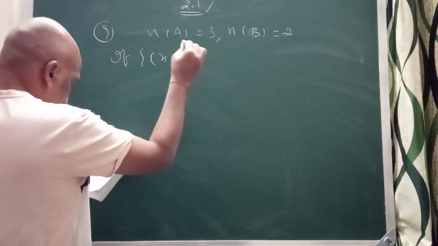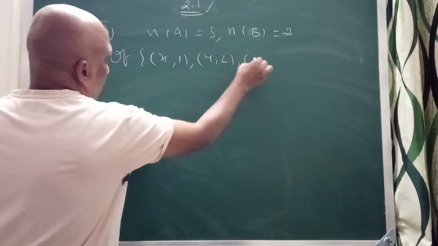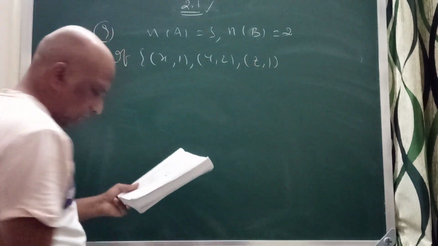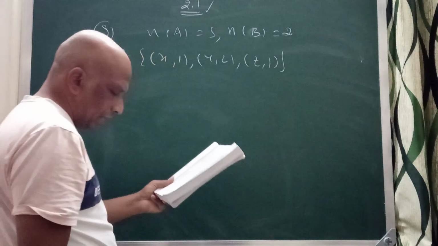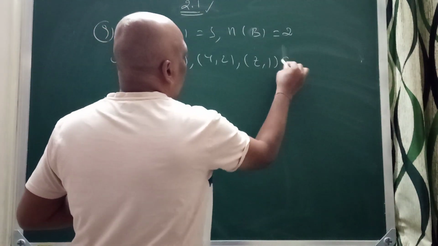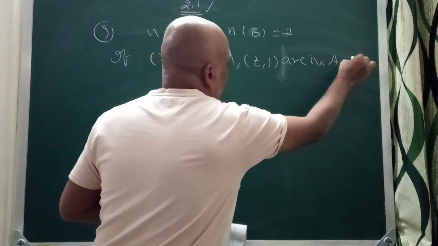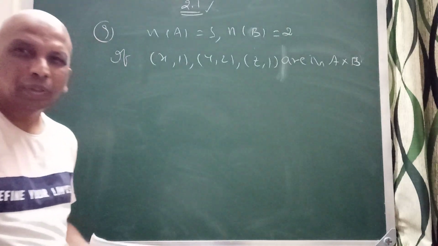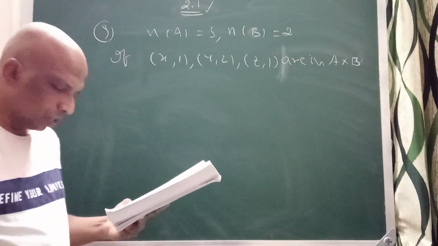Given that the ordered pairs (x, 1) and (y, 2), (z, 1) are in A cross B. These are the only elements in A cross B.